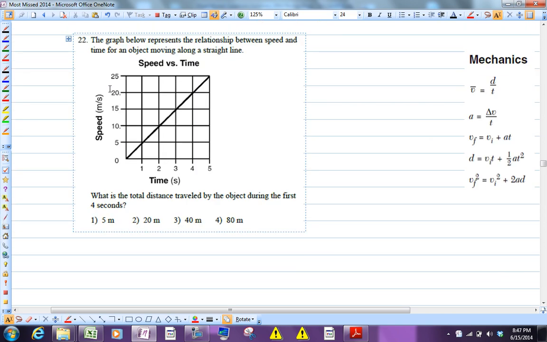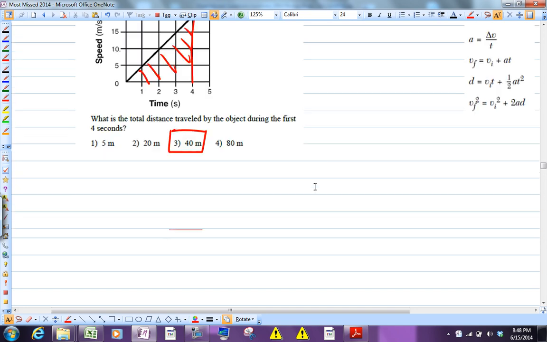22. Again, this is the same concept. This is our third time hitting it. The area on a VT graph, rather, speed versus time, is displacement. So during the first 4 seconds, that's this. That's 1/2 of 20 meters per second times 4 seconds. That's 1/2 of 80 meters. That's 40 meters. The answer is 40. It's the area on the VT graph.